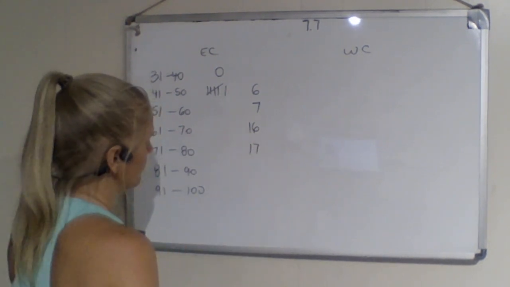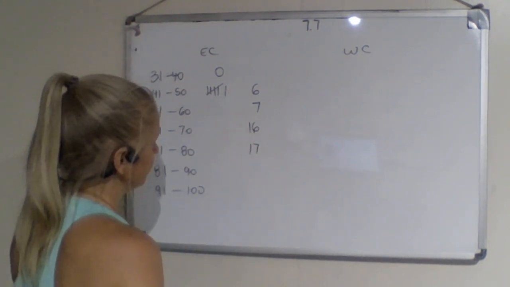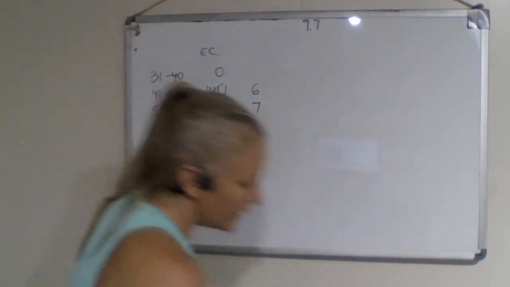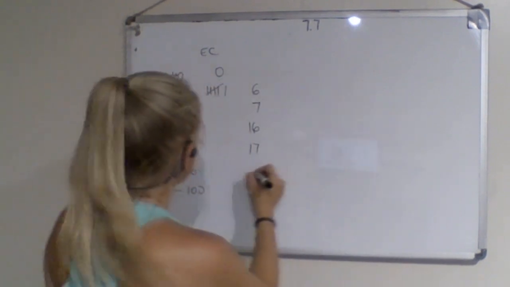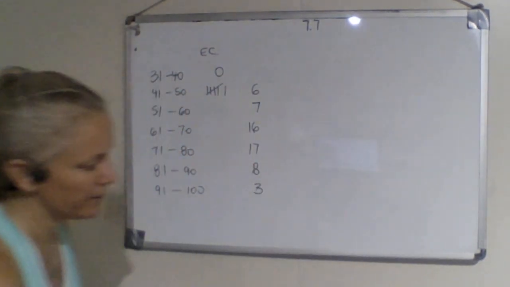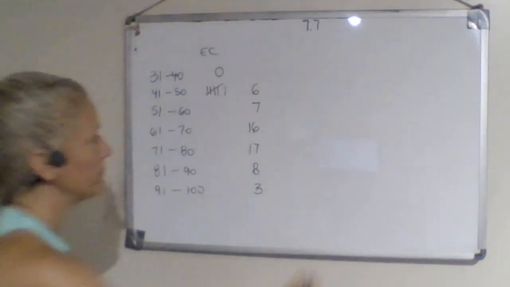I'm not going to have room to graph this, will I? Dang it. We're going to do Eastern Conference first. 81 to 90, we have 8. And then 91 to 100, we have 3, okay? Now I have to draw my histogram. Not that hard.